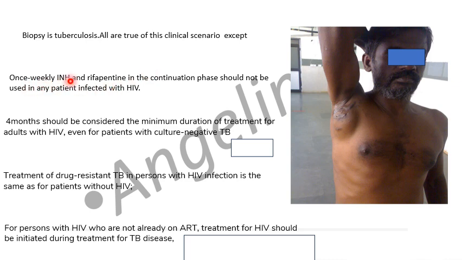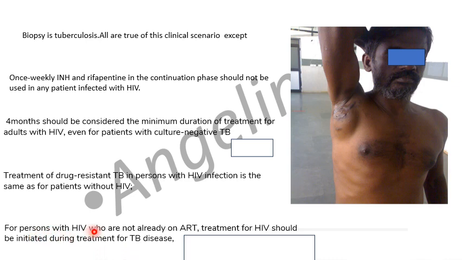Once weekly INH and rifampicin in the continuation phase should not be used in any patient infected with HIV. Okay, let's keep it at that. 4 months should be considered the minimum duration. Treatment of drug-resistant TB is the same as that of normal patients with TB when compared to HIV patients with TB. It is the same combination. You need not escalate the drugs.